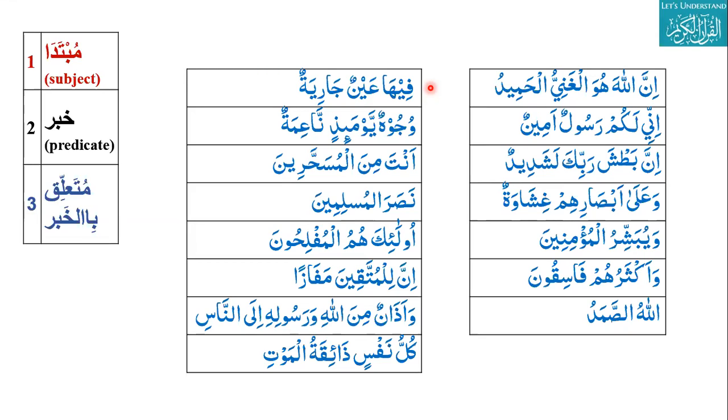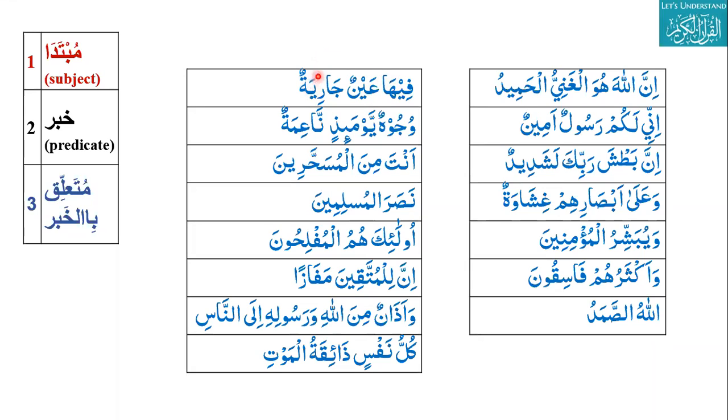Ain is the subject. So ainun jariya is sifa mawsuf. You can say yeah. Ainun jariya is sifa mawsuf. It can be mubtada here, no? Jariya is mubtada and fiha is mutaalliq bil khabar, متعلق بالخبر. So this mubtada has been delayed here. It comes after mutaalliq bil khabar.